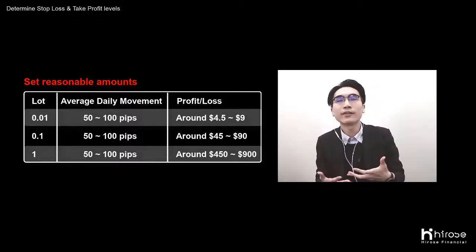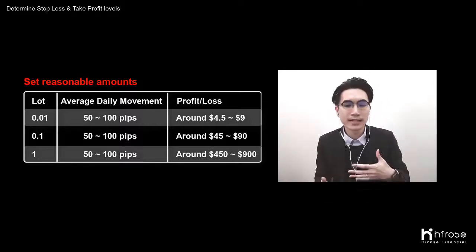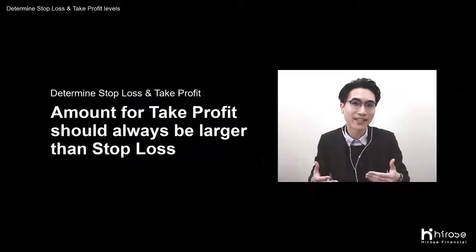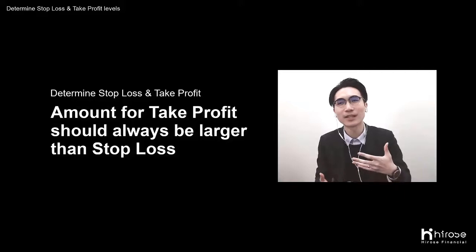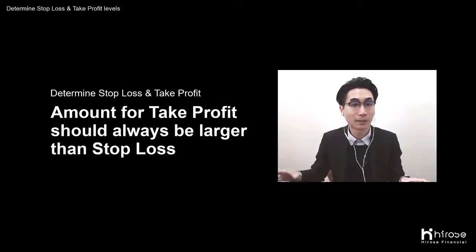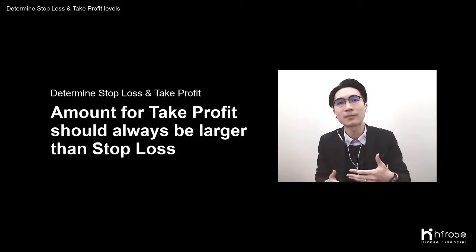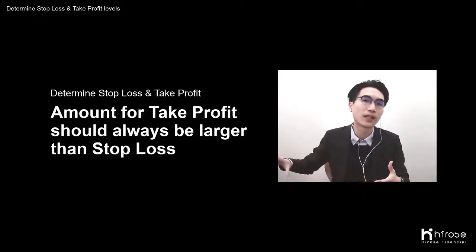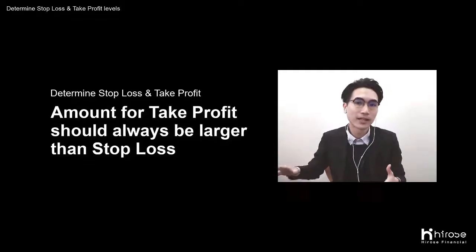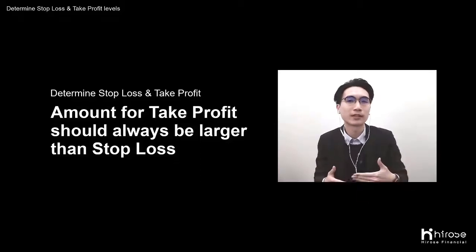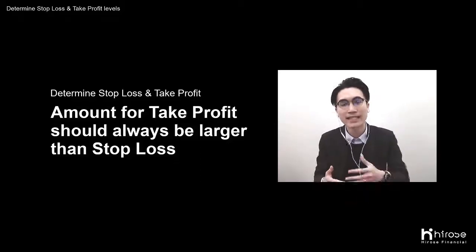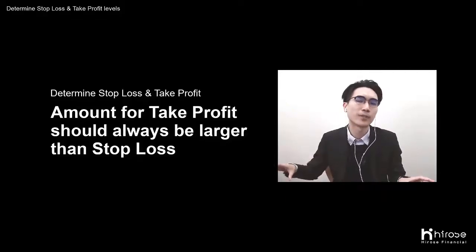Another thing I need to remind you is that the purpose of trading is to make profit. So when you set up the take profit and stop loss, you need to set a larger amount for take profit and a smaller amount for stop loss. For example, if our profit goal is $9, then the stop loss should be lower than that, perhaps $3.